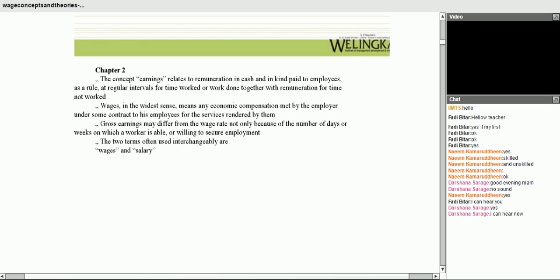And there are two terms which are used interchangeably, wages and salary. But do they have a difference? Are they different, wages and salary? Can you tell me? What is the difference between the two of them?